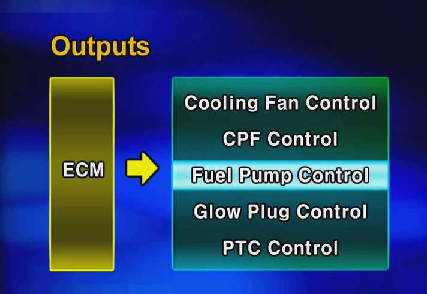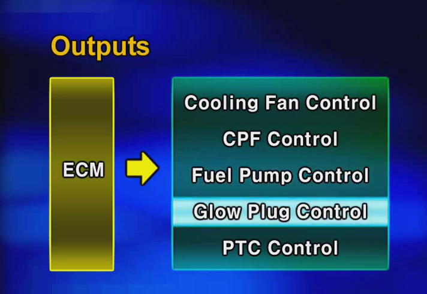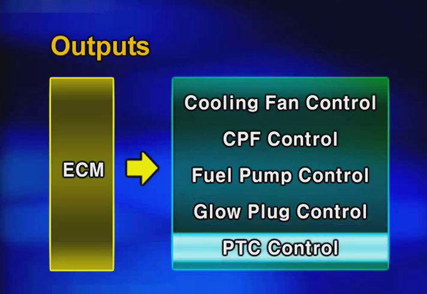RPM signal are inputted into the ECM, the glow plug control for enhancing the ignition at cooled state, for maintaining the engine RPM state properly and for reducing the emission, and the PTC control for heating the room temperature under cold weather.